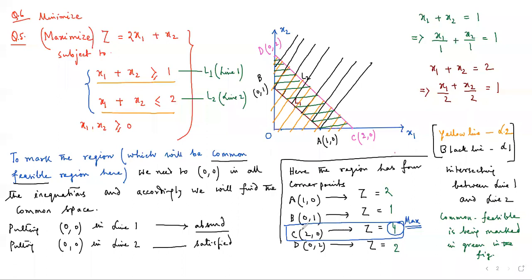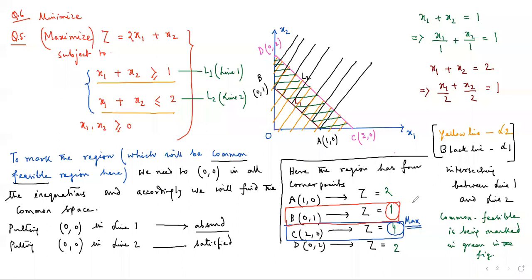Minimize Z and the rest is the same. What will be the solution then? B, exactly. So B1, where x1 is 0 and x2 is 1.